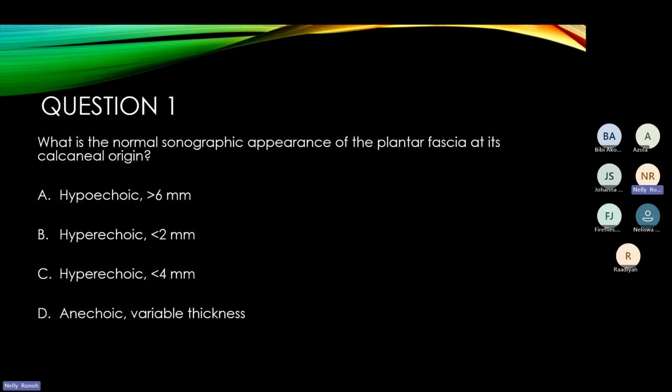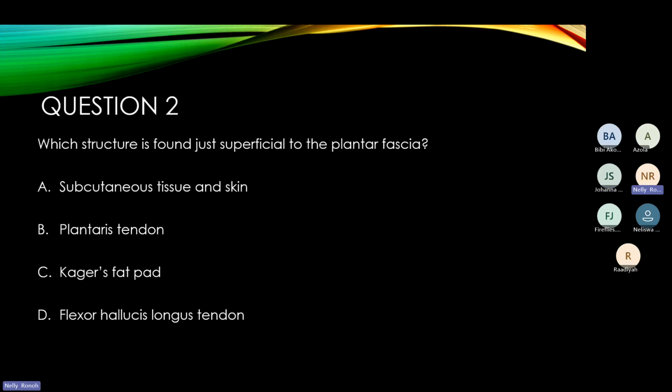Someone to try? Let's see. C, that is hyperechoic and less than 4 millimeters. So that is correct. Now, if there was pathology, what would I expect? Hypoechoic of more than 6 millimeters, showing that this is an inflammation of some sort. Exactly. That's a good try. And then which structure is found just superficial to the plantar fascia?